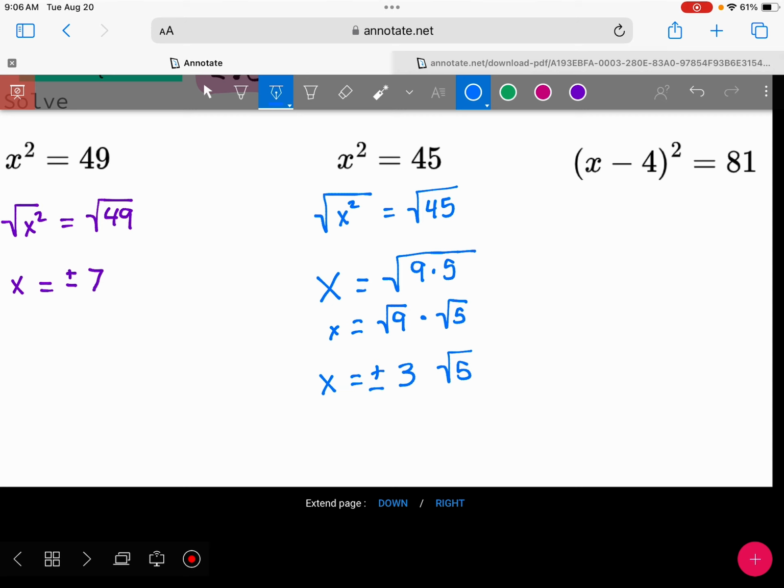So that one's a little bit weird. Questions on that one? Okay, so that's all we mean for simplified radical form. Find a perfect square that's in it, simplify it out. Simplified radical.